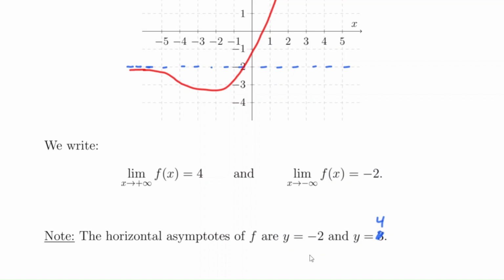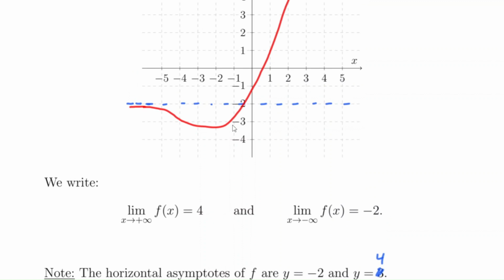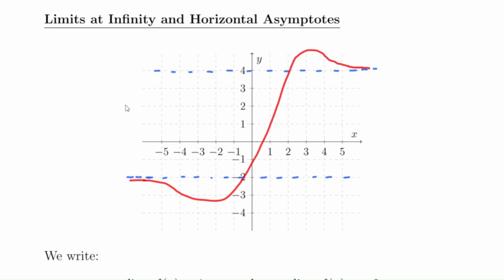And by the way, we always use y equals when we're talking about horizontal asymptotes because the equation of a horizontal line is always y equals a number, just like the equation of a vertical line is always x equals a number. So we have these two horizontal asymptotes, y equals -2 and y equals 4 for this particular function. And what happens to the function as we go further and further to the right or further and further to the left is sometimes called the end behavior of the function.